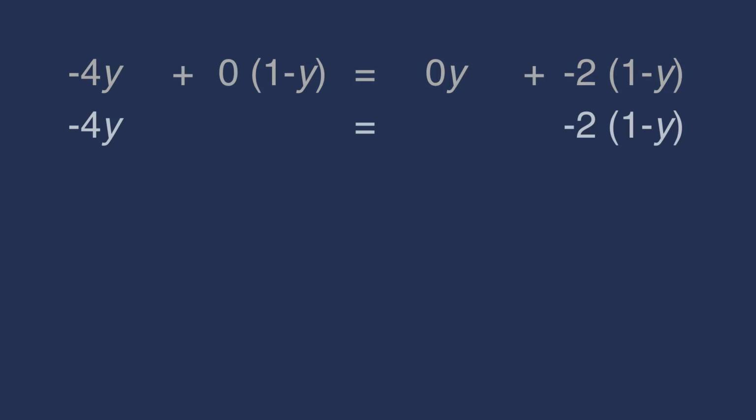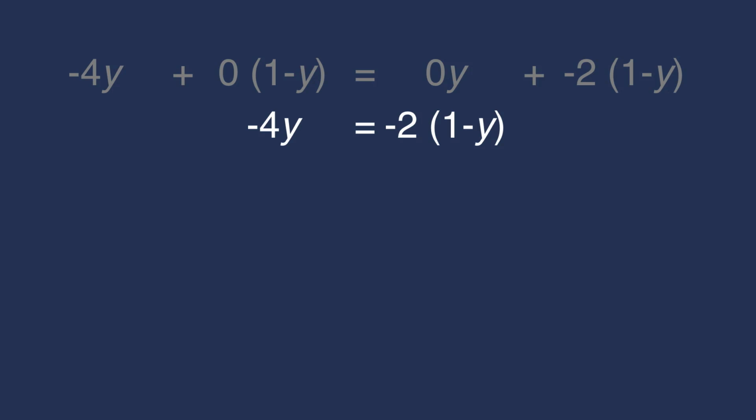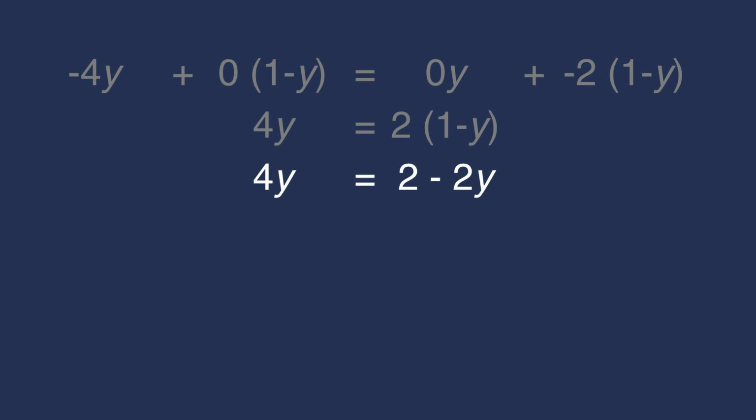First, we eliminate the payoffs with 0. We're left with -4y equals -2 times the quantity 1 minus y. Let's multiply both sides by -1 to make things easier. 4y equals 2 times the quantity 1 minus y. On the right side, let's distribute that 2 into the quantity 1 minus y. That gives us 2 minus 2y. We'll add 2y to both sides of the equation to remove it from the right half. Now we're left with 6y equals 2.